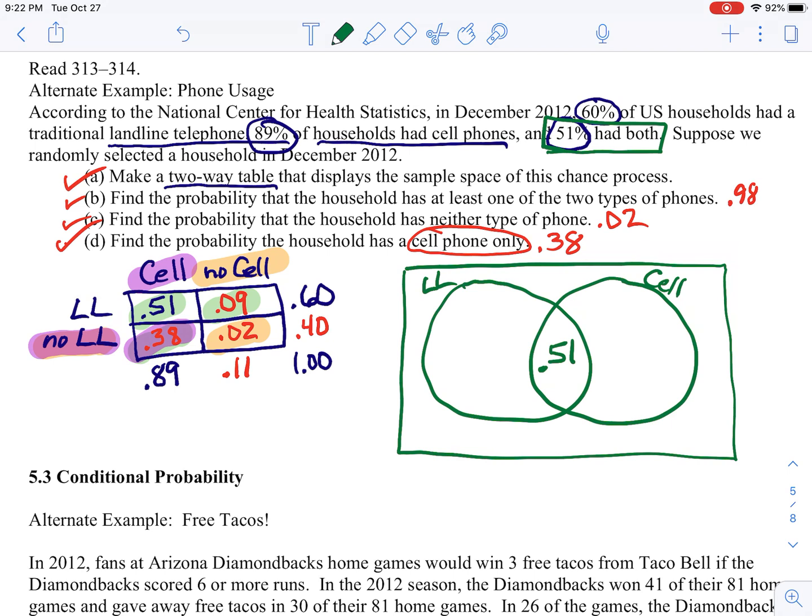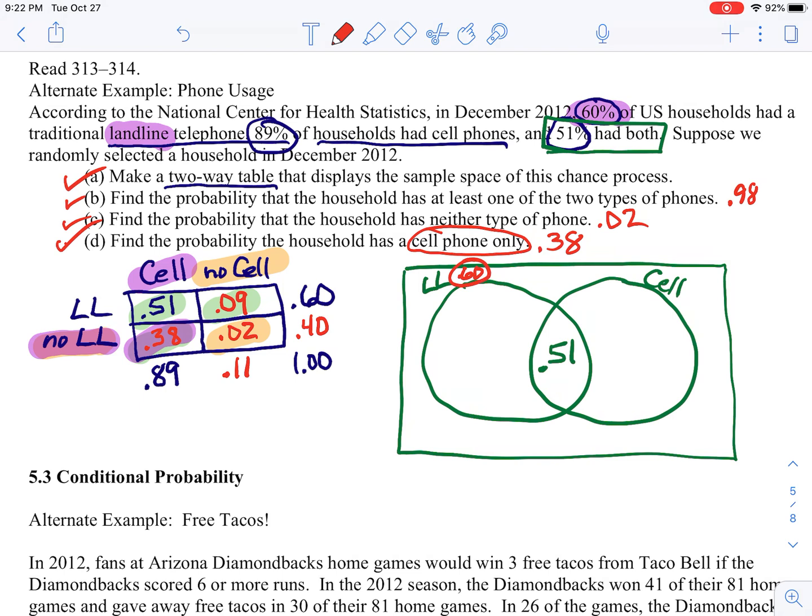Now we have to be a little careful when we go backwards, because going back to read this, remember it said 60% had a landline telephone. 60% have a landline telephone. That's the entire circle.